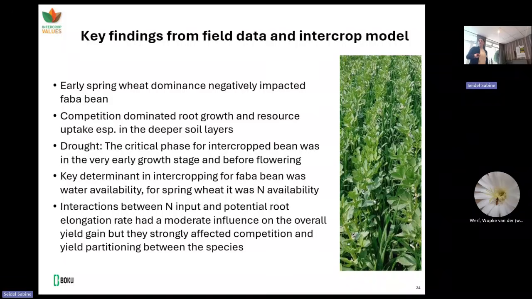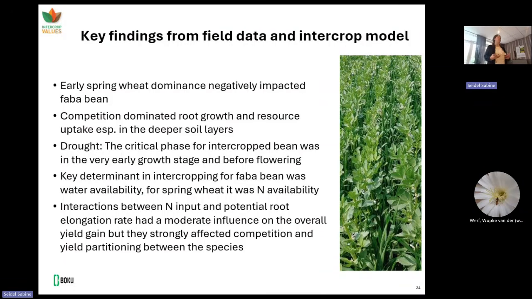The interactions between N input and potential root elongation rate had a moderate influence on the overall grain yield, but strongly affected the competition and the yield partitioning between the plants, as has also been shown before. Even if the overall yield didn't change so much, the partitioning did. Depending on the management, you can change the proportions of the plants a lot, whether it's one third legume or half legume, so you can impact the proportion more than boost the overall yield, especially in a system like ours, where the plants are more or less a similar height.